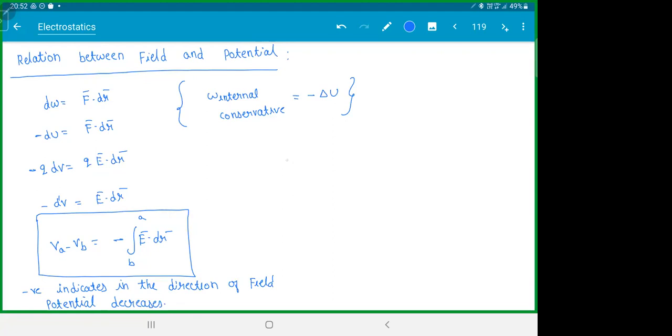Another way to write the same formula. You can write this also as dV is minus E dot dr. The field can be written as minus dou V by dou r, which is minus dou V by dou x i cap minus dou V by dou y j cap minus dou V by dou z k cap. Dou is a partial differentiation, hope you remember. This is the differential formula. Please note down these two.